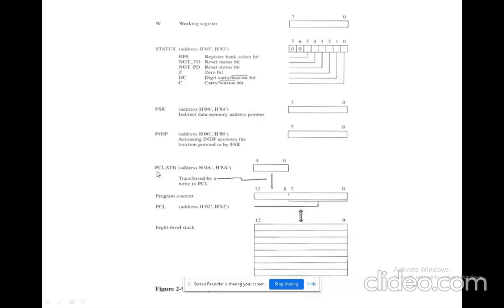This is also an 8-bit device. Next is PCL, sorry, PCLATH. Okay, so PC stands for program counter.